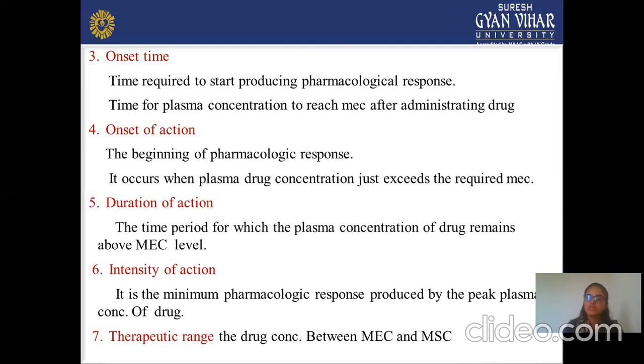And at a particular point, it shows almost complete or desired effect. This is called the maximum safe concentration. After this, it shows more toxic or unwanted effects. So this is known as MSC. The blood concentration present between these two parameters, the minimum effective concentration and the maximum safe concentration, is known as the therapeutic range.